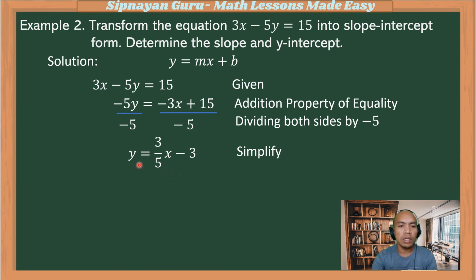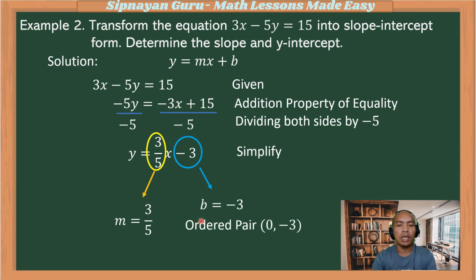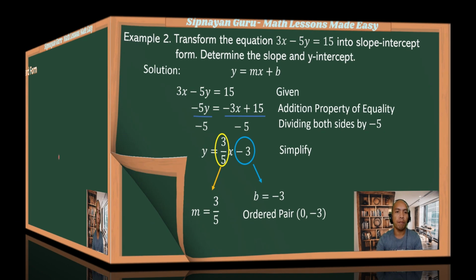Since the equation is already written in the slope-intercept form, we can now identify the slope and the y-intercept. The slope is just the coefficient of x, so that is 3 over 5. And the y-intercept is negative 3. That gives us the coordinate or ordered pair 0 and negative 3.